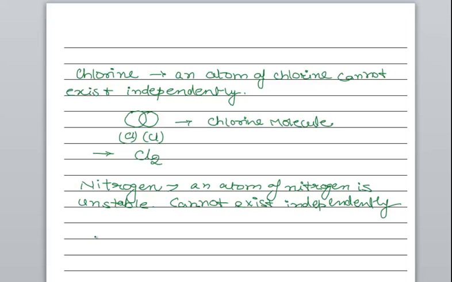Right? So, in this case, two atoms of nitrogen combine and form a nitrogen molecule. Now, what will be the formula of nitrogen? Symbol of nitrogen followed by the subscript 2. Why 2? Because there are 2 atoms of nitrogen.